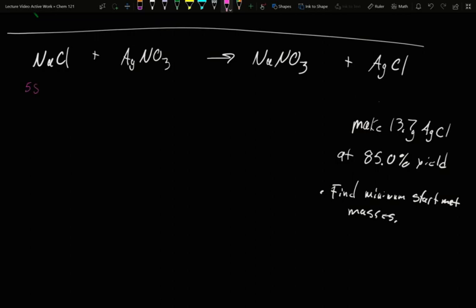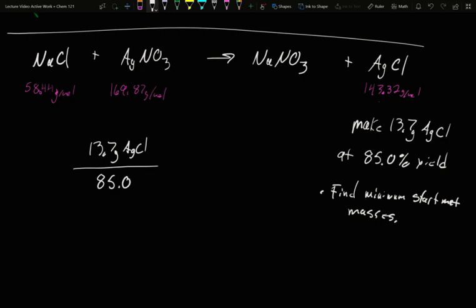So first things first, I'm going to need some molecular masses and a balanced reaction. If I do my molecular masses, it's 58.44 grams per mole for sodium chloride, 169.87 grams per mole for silver nitrate, and 143.32 grams per mole for silver chloride. We don't actually need sodium nitrate this time since it's not asking us about it. I want to make 13.7, but I know I'm going to lose some material, so I have to try to make more than that. So what we really have is that there's 13.7 grams of silver chloride when we are at 85.0%. What I need is some mass of silver chloride when we're at 100%.